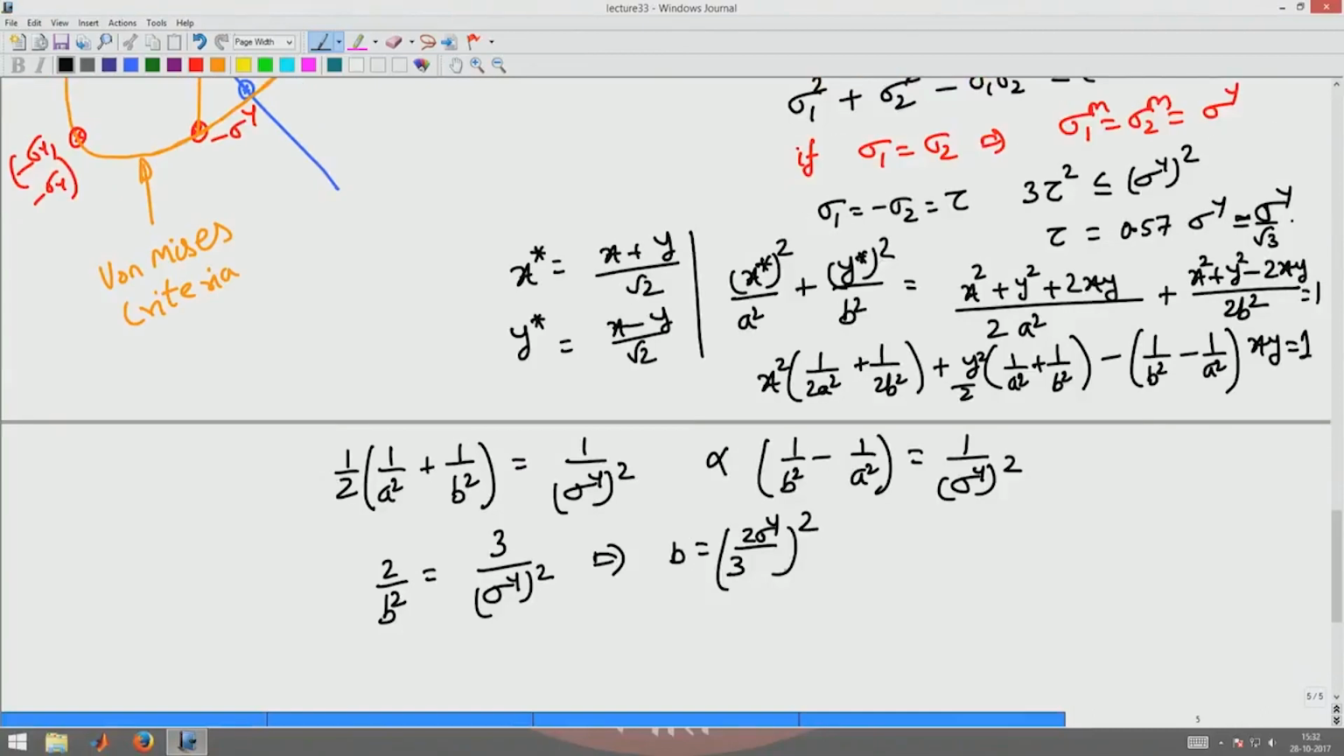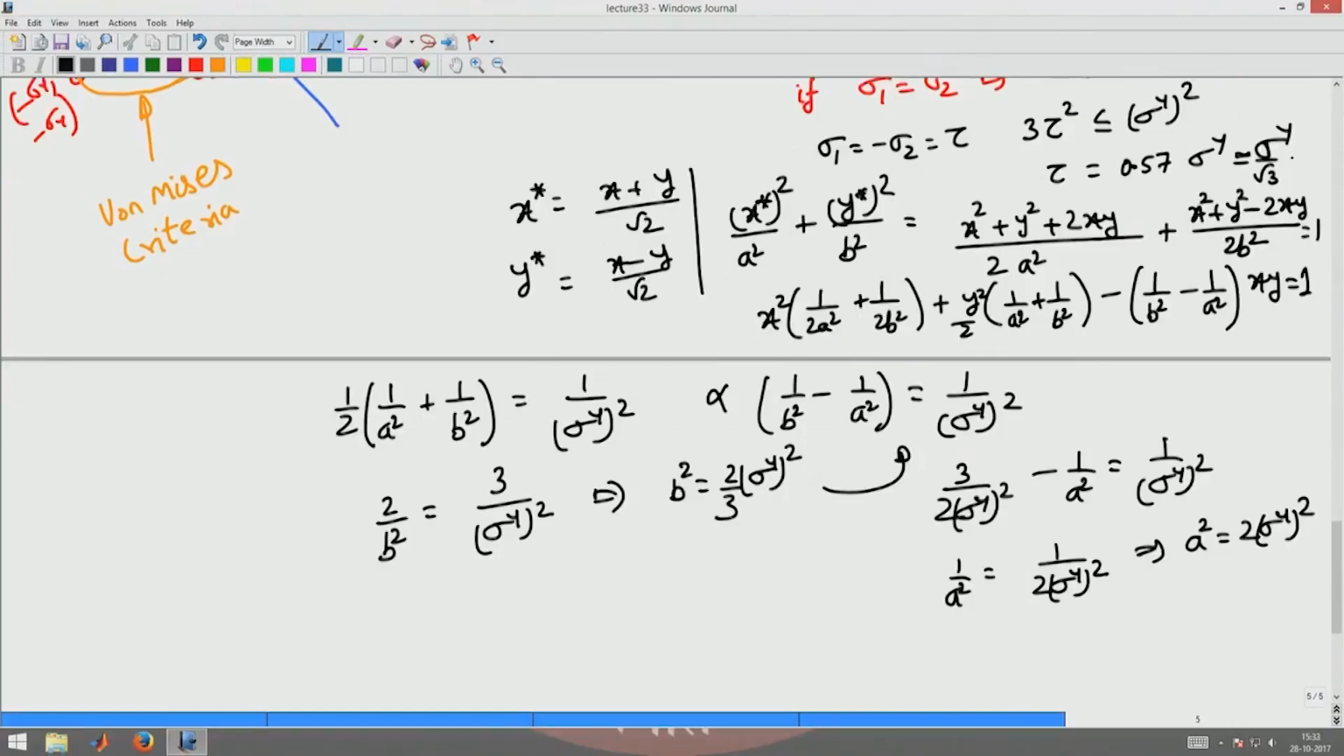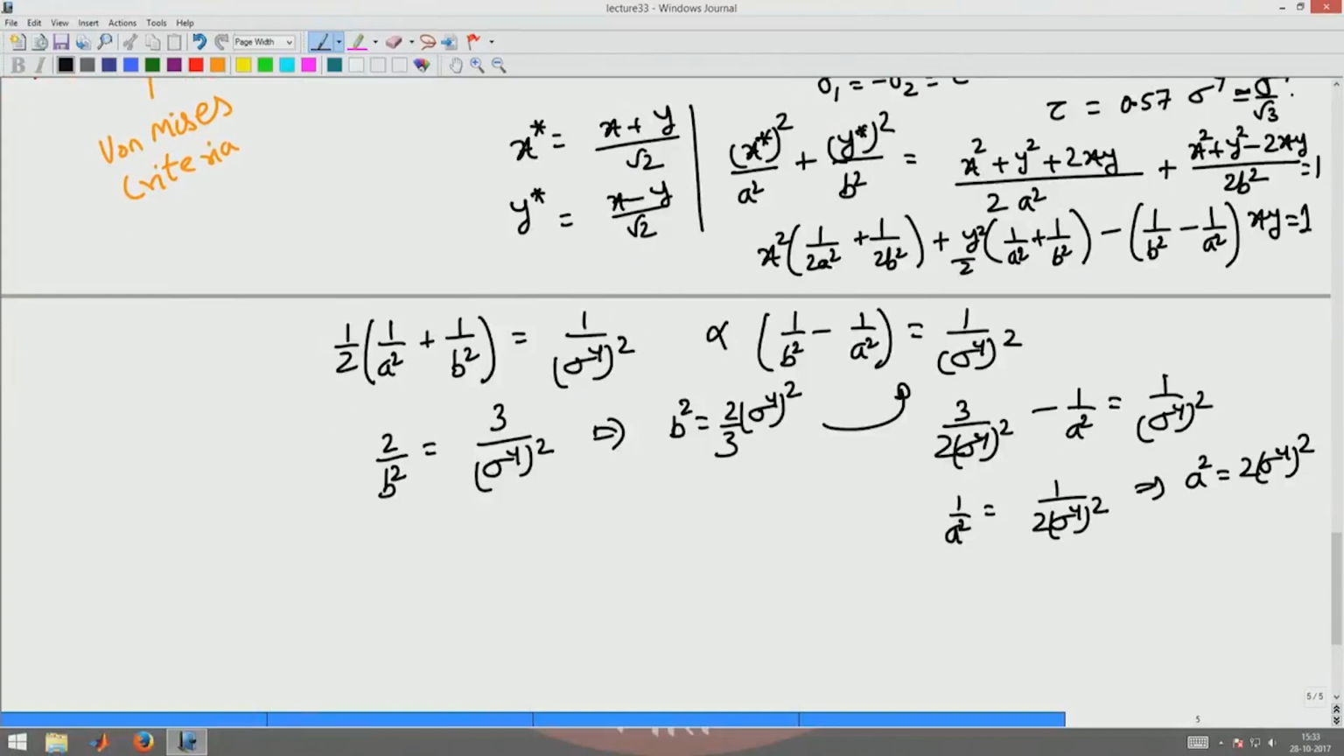Okay. So, that will imply b square is 2 by 3 sigma y whole square. Now, substituting this b square as 2 by 3 sigma y whole square in here, you will get 3 by 2 sigma y whole square minus 1 by a square equal to 1 by sigma y square. In other words, 1 by a square is 1 by 2 sigma y whole square, or this implies a square is 2 sigma y square. Okay. So b square is 2 by 3 sigma y whole square and a square is that.